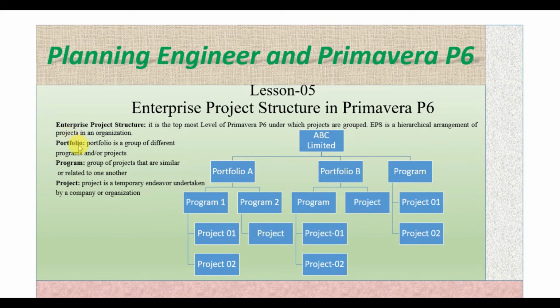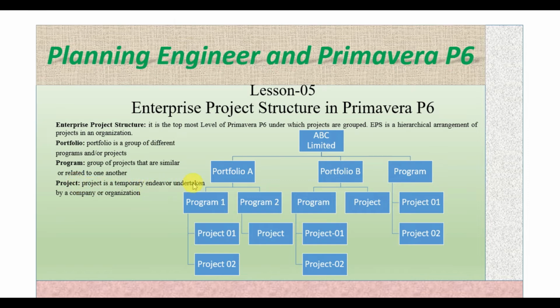So first of all we will study portfolio. Portfolio is a group of different programs or projects. What is portfolio? The combination of different programs or project will make a portfolio. And what is program? Program is the group of projects that are similar or related to one another. Program is actually the group of projects, similar projects. So program is, as it's written here, that the combination of similar type of project will constitute a program.